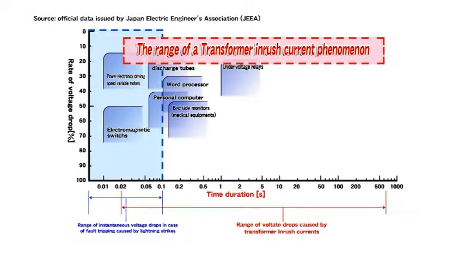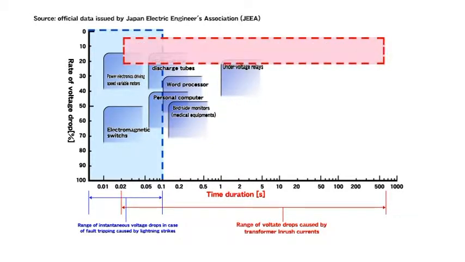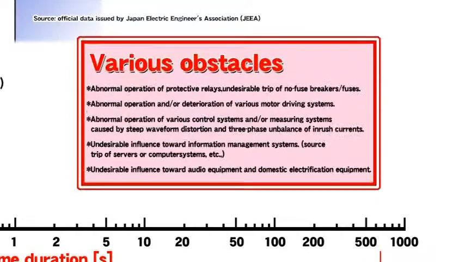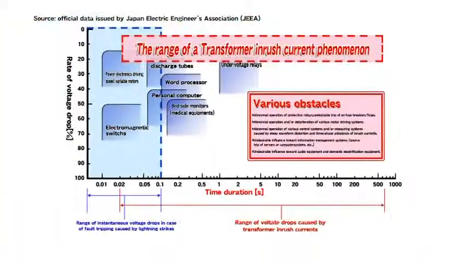This can cause failures on the load side within the proximity of the transformer, notably relay malfunctioning, undesirable variation in motor-driven processes, undesirable variation in measurement and control systems, personal computer and server shutdowns, malfunctioning household appliances.